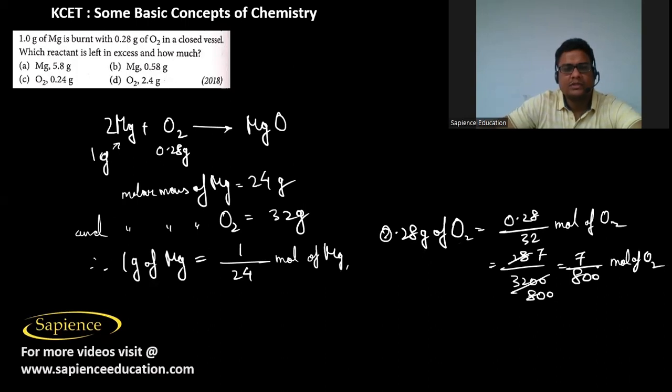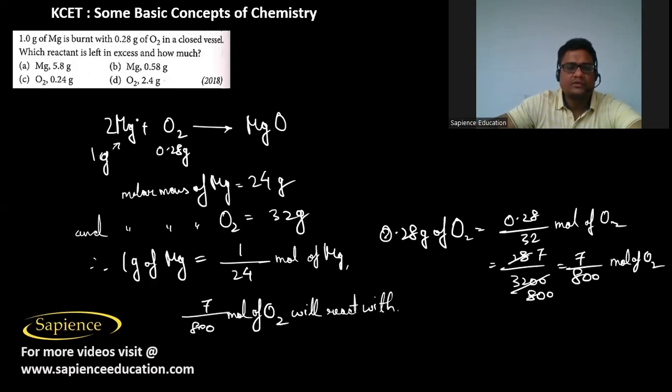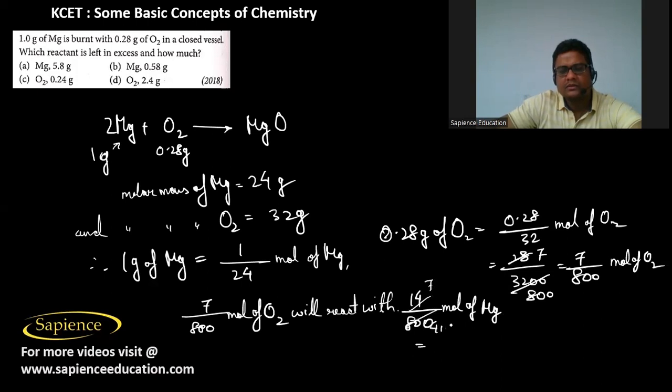Therefore, oxygen is present in lesser amount. Now 7 by 800 mole of O2 will react with, since 1 mole of O2 reacts with 2 mole of Mg, so 7 by 800 mole of O2 will react with 14 by 800 mole of Mg, which means 2 7s are 14, 2 4s are 8.